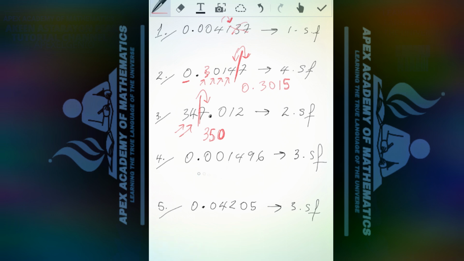All right, let's run through the final 2 examples here for you real quick. 0.001496 to 3 significant figures, and of course by now you will realize that these zeros are indeed insignificant. So my first significant figure here is 1, second is 4, and my third here is 9. This is also another tricky example where students make an error.